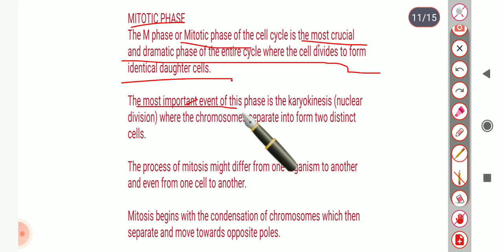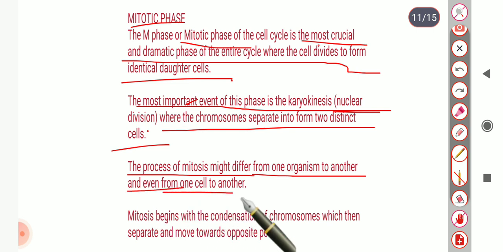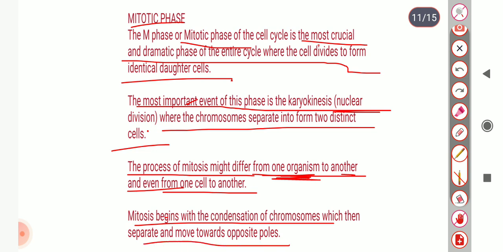The most important event is karyokinesis, or nuclear division. M phase consists of two types of division: karyokinesis, where the nucleus is divided, and cytokinesis. In karyokinesis, the chromosomes separate into two distinct cells. The process of mitosis might differ from one organism to another, and even from one cell to another. Mitosis begins with the condensation of chromosomes, which then separate and move toward opposite poles.